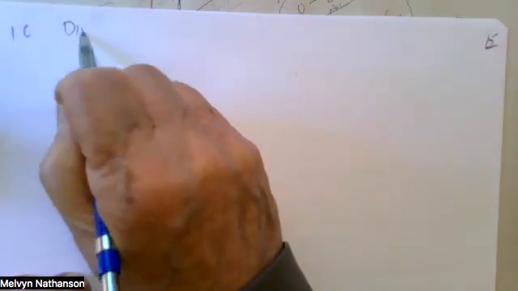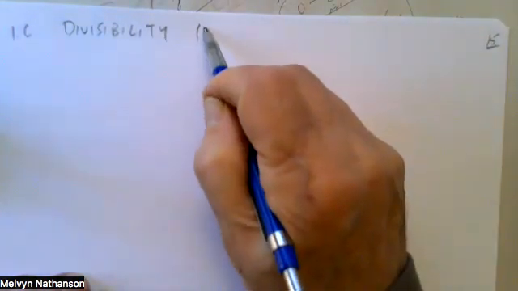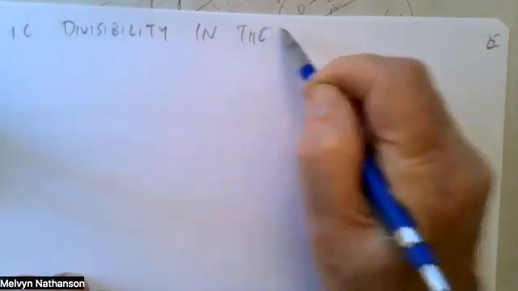All right, so let's go on now to section 1.6, which is divisibility in the integers.